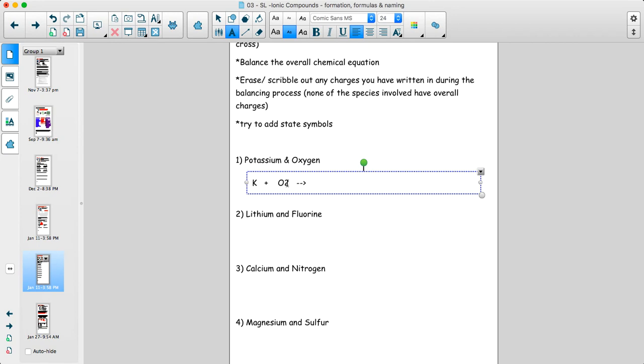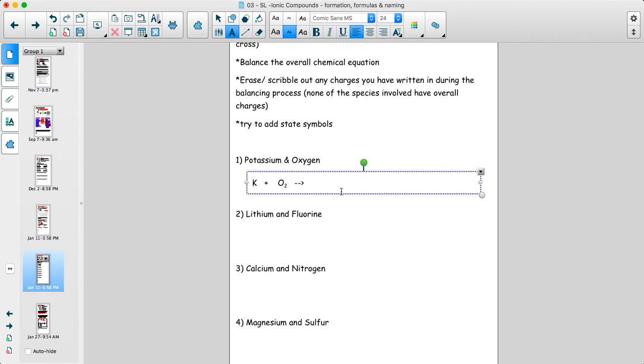So the first tricky part of writing a chemical equation here for the formation of an ionic compound is remembering that the nonmetal, in most cases, is going to be a diatomic element. So don't forget the little 2. That's one easy place to miss the mark.